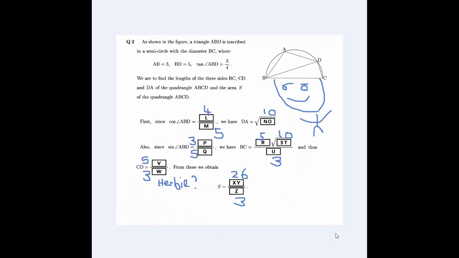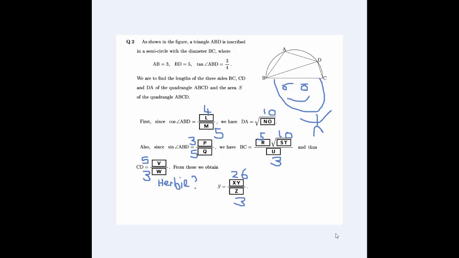As shown in the figure, a triangle ABD is inscribed in a semicircle with a diameter BC, where AB equals 3, BD equals 5. Tangent of the angle ABD is 3/4. We are to find the lengths of the 3 sides BC, CD, and DA of the quadrangle ABCD and the area S of the quadrangle ABCD.